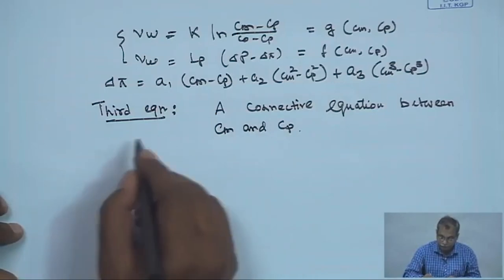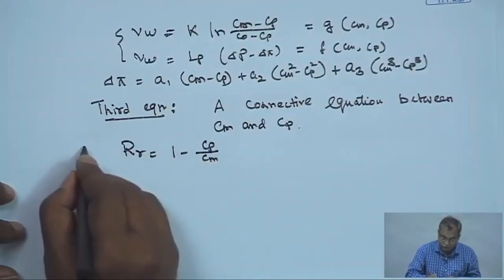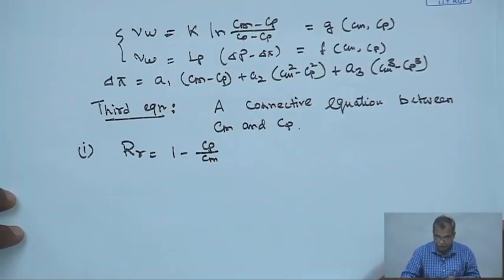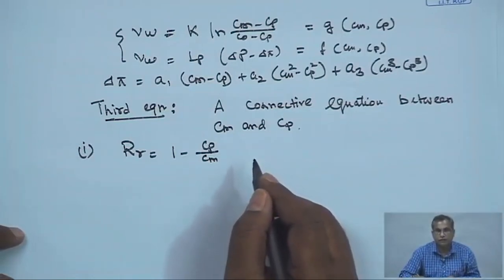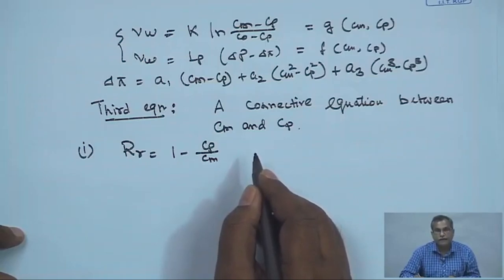If you look into the definition of real retention, it is 1 minus Cp by Cm. So this is one route to connect Cp and Cm, the solute concentration in the permeate and the solute concentration on the membrane surface. As we have discussed already, real retention is an intrinsic parameter of the membrane which connects the concentration of solute on the membrane surface and the concentration of solute on the permeate side, and it is constant for a particular membrane solute solvent system. We have also seen how the real retention of a solute solvent and membrane system can be estimated independently by conducting a separate set of experiments. Therefore, real retention can be treated as constant.